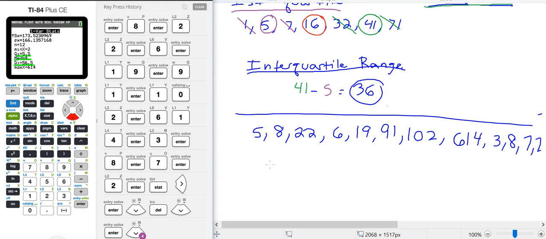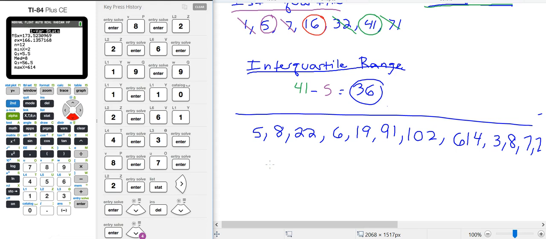If you wanted to find the interquartile range, you would have to actually do that by yourself. You would have to do 56.5 minus 5.5. And you could go to a regular screen on the calculator and solve this out.